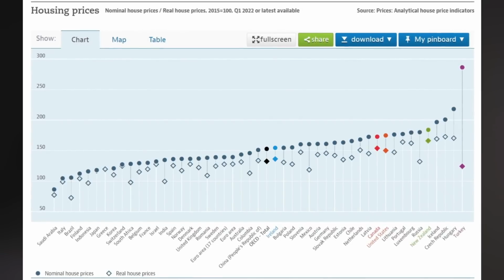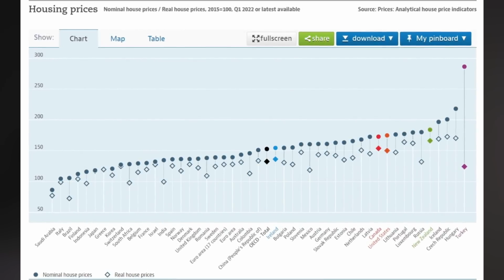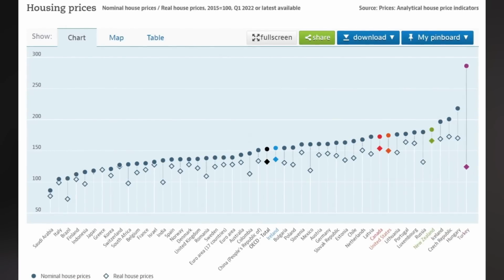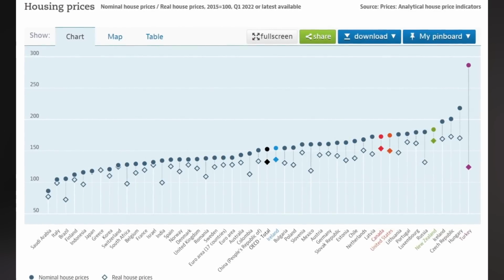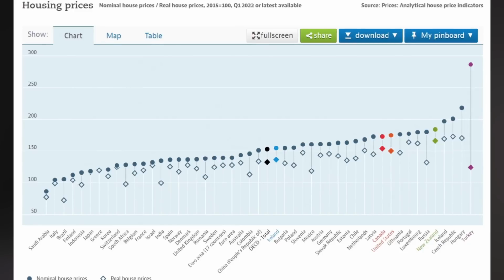Globally, house prices since 2015 have risen significantly, and this can clearly be illustrated using the OECD's interactive chart for house prices. This chart shows the increase in both nominal and real house prices since 2015. Nominal house prices are house prices inclusive of the effects of inflation, whereas real house prices exclude inflation. This is important for understanding whether house prices are increasing as a result of inflation or as a result of higher demand, or indeed a combination of both.